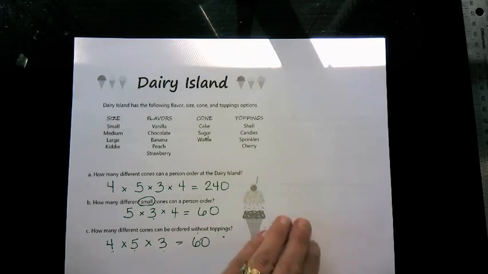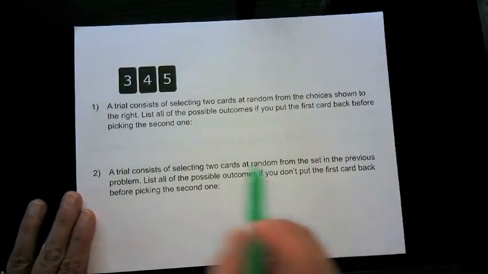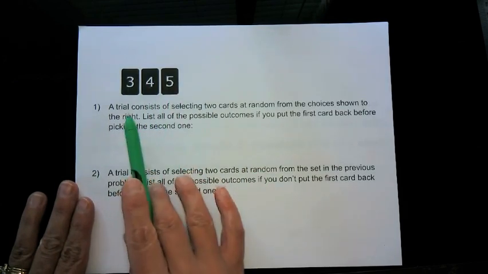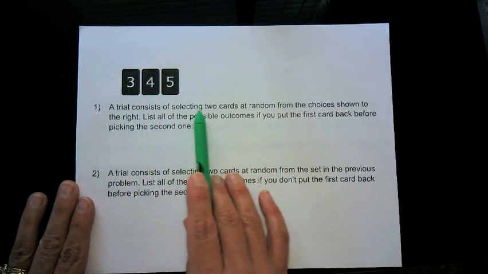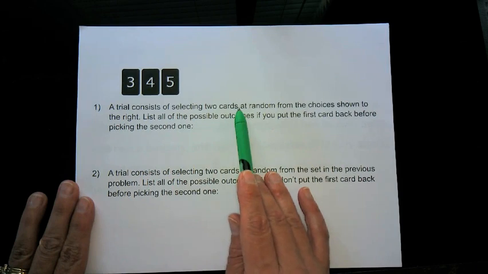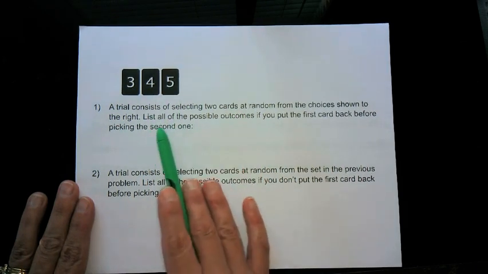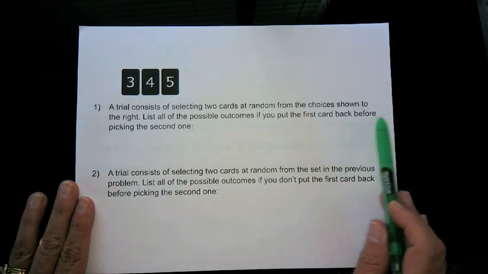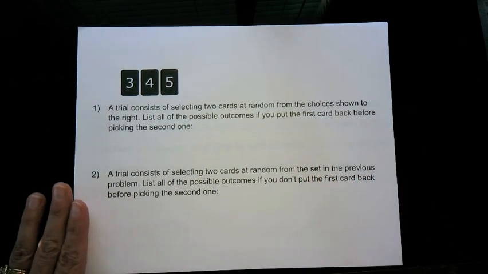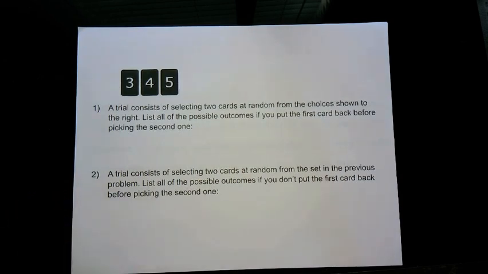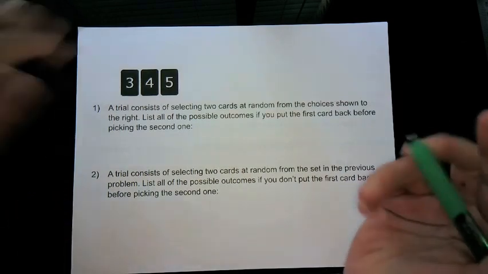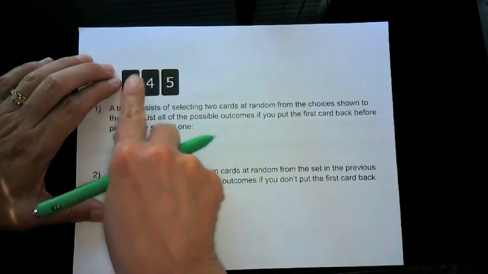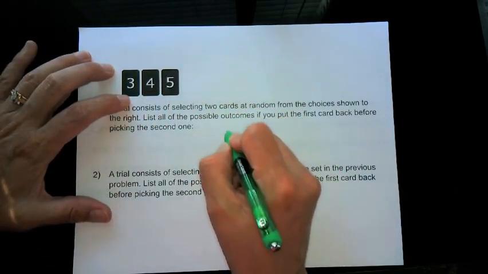All right, let's dig a little deeper. In this example, we're going to have cards of 3, 4, and 5. We're looking at an example where you select 2 cards at random from the 3, 4, 5 cards. And then we want to list all the possible outcomes you can get if you put the first card back before picking the second one. So let's say for our first card, you could have 3 options, right? You could pick the 3, you could pick the 4, or you could pick the 5.